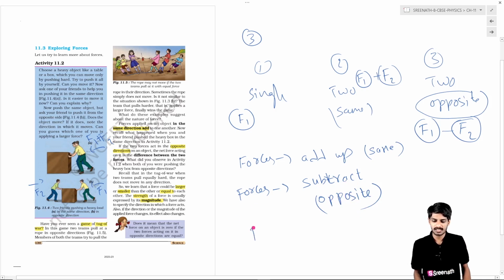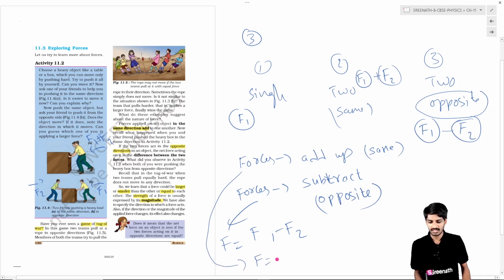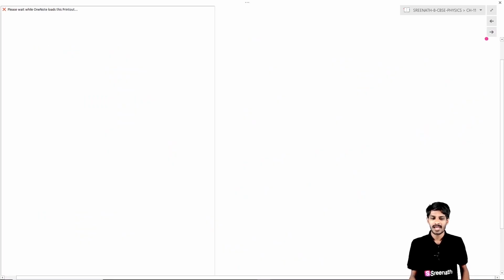The resultant force in this case is F1 minus F2. What is the resultant force in this case? Resultant force F equals F1 plus F2. We are adding both forces in which case? In the case of the same direction. We are subtracting the forces in the case of opposite direction. That is exploring forces.